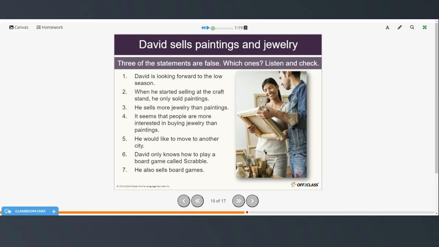All right, so 3 of the statements are false. Which ones? So again, you can try that on your own and then listen to check.